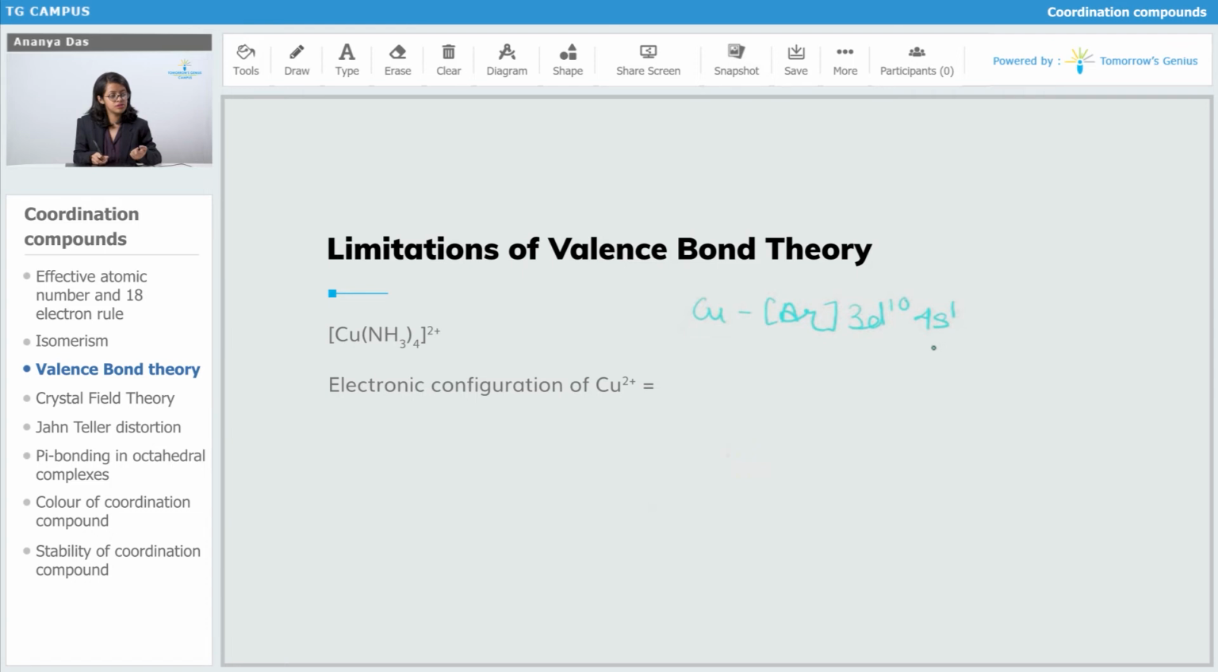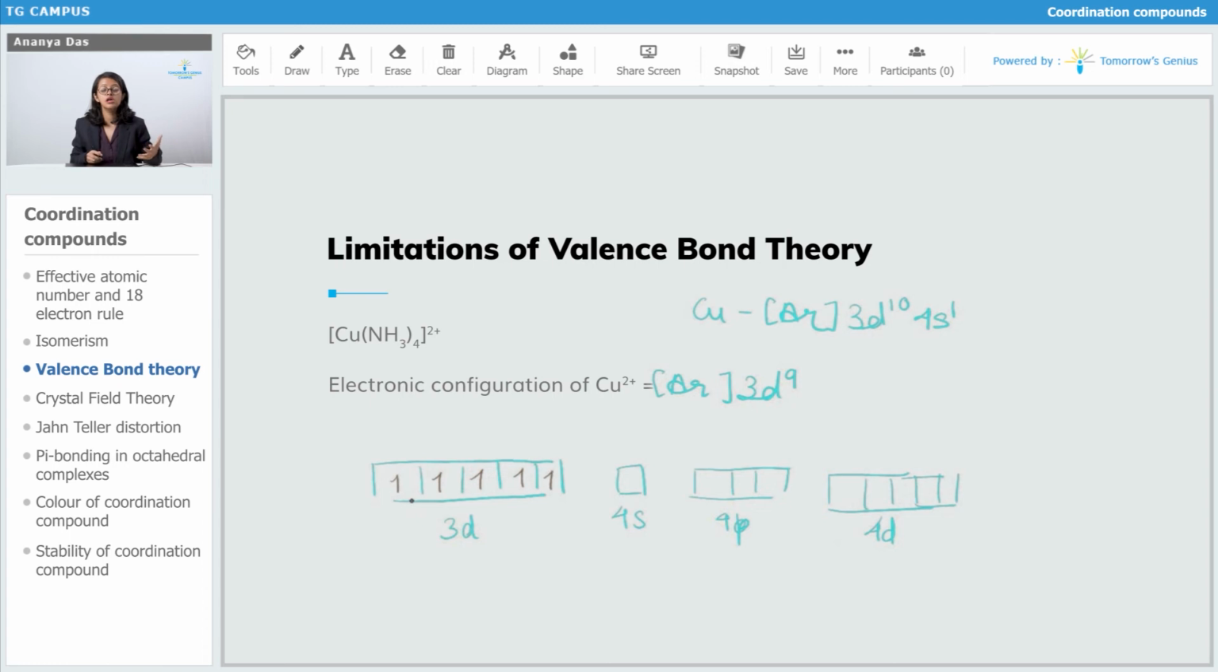So let us make the orbitals for this. This is your 3d orbital, 4s orbital, 4p, and 4d. Now let us fill the electrons in those orbitals. There are 9 electrons in 3d: 1, 2, 3, 4, 5, 6, 7, 8 and 9. Now the last electron, which is unpaired in the 3d9, does not have any place to go. It cannot pair up because there is no other electron left for it to pair up with.